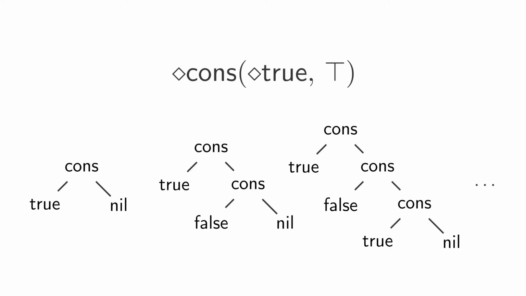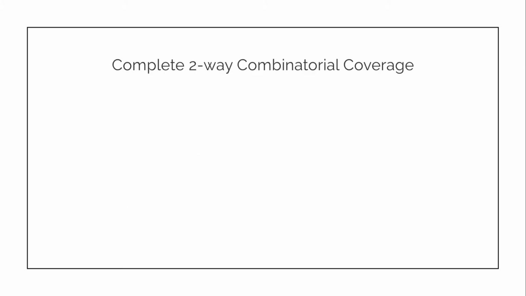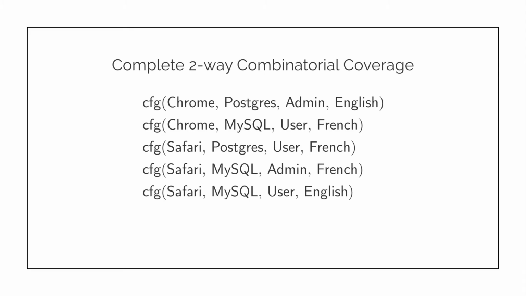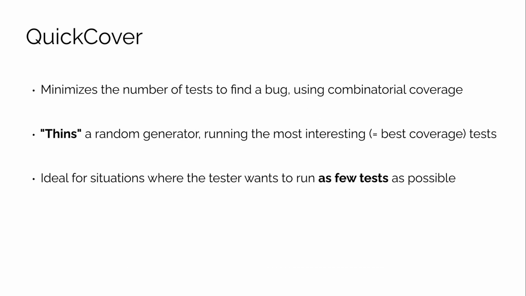Speaking of usability, it's time to see how these ideas work in practice. As I mentioned before, the classical approach to combinatorial testing tries to get to 100% coverage. The goal is to generate a test suite that covers all two-way interactions. Our tool, QuickCover, uses coverage a bit differently. We take an existing random generator and thin it. Instead of running every test, we only run the most interesting ones. This kind of approach is particularly beneficial when we want to find bugs using as few tests as possible. We'll talk about a few of those cases soon. Before we do that, let's look at how QuickCover works.